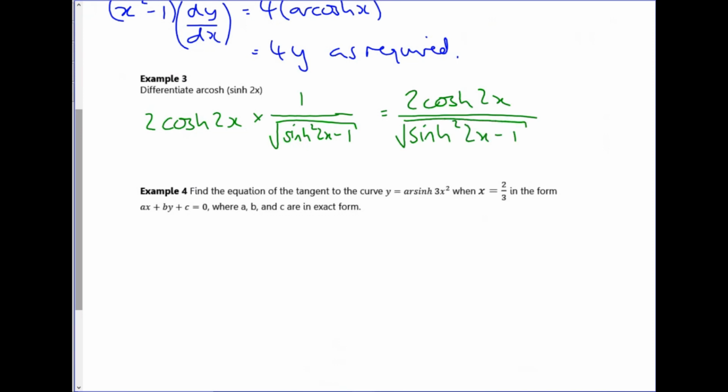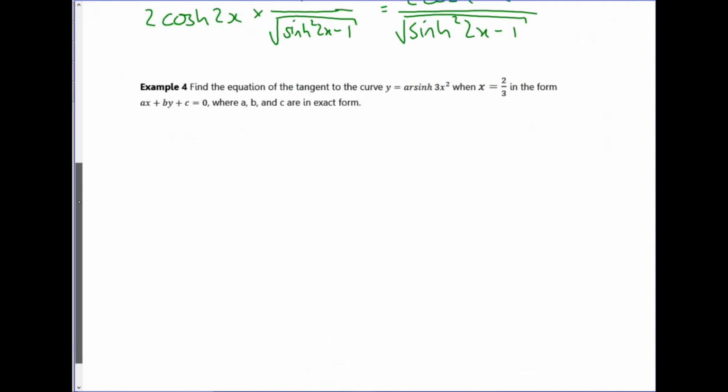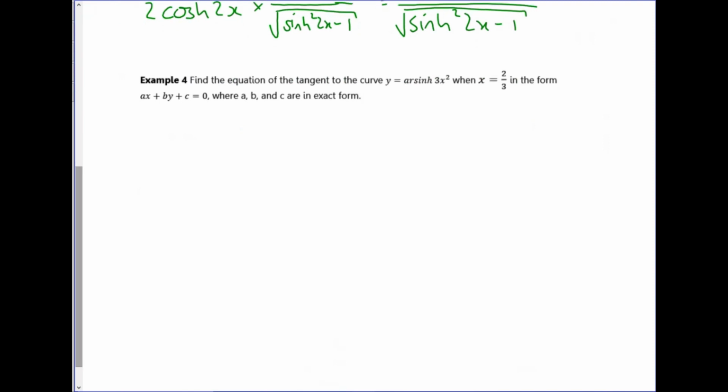To be honest, for a question where it just says differentiate, as long as you have a correct form, it doesn't have to be fully simplified. And obviously you can get asked to do any tangents, turning points, normals, whatever, for this kind of stuff, so it's all the same.